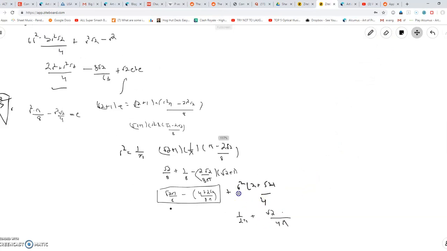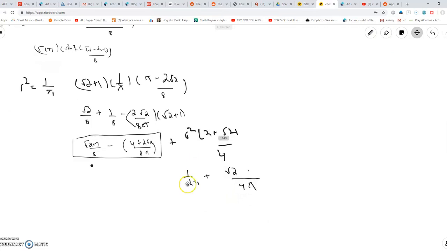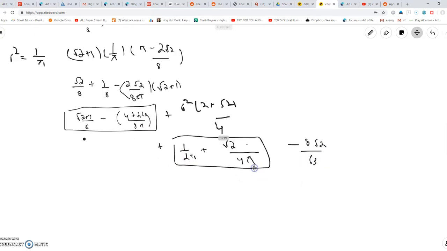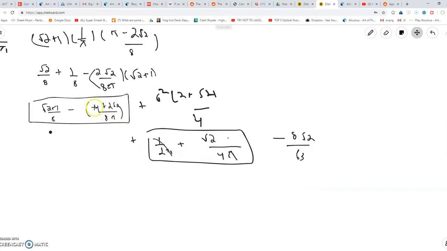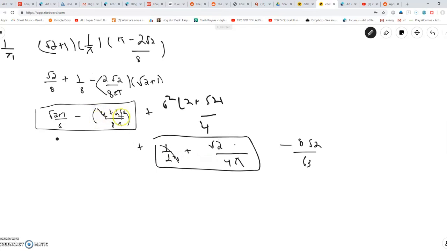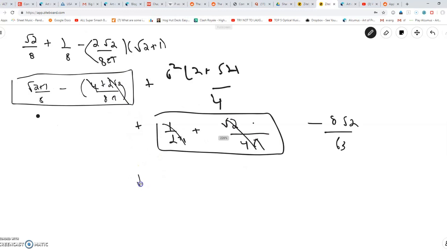So that's equal to r squared times 2 plus root 2 over 4. And we have to add it to this. And then we subtract 8 root 2 over 63. And that's our final answer. So there's a lot of simplification here. This minus 4 over 8 pi cancels out with this 1 over 2 pi. And then minus root 2 over 4 pi cancels out with this. And so we're left with root 2 over 8 plus 1/8 minus 8 root 2 over 63.